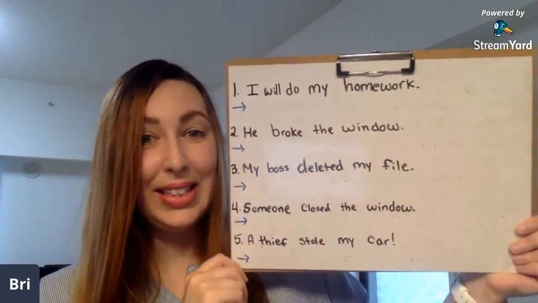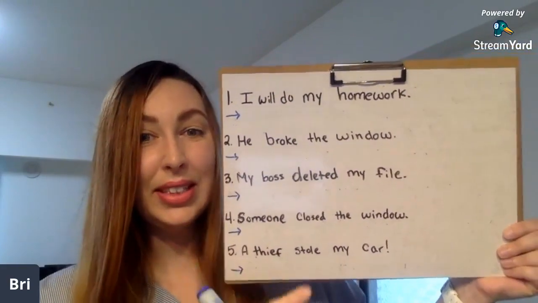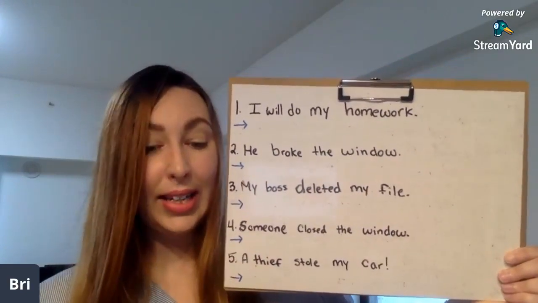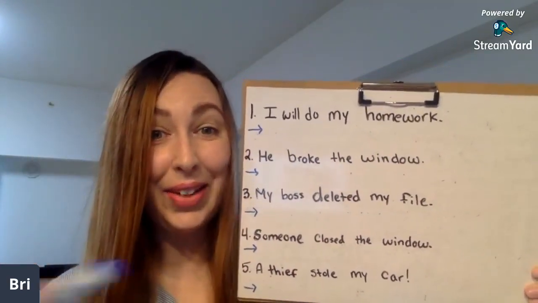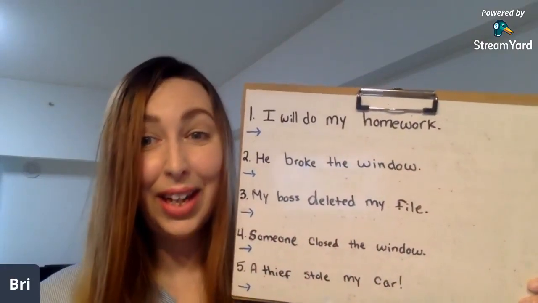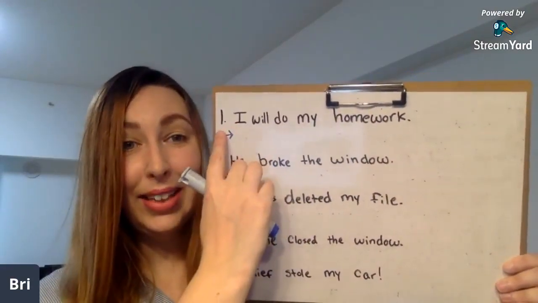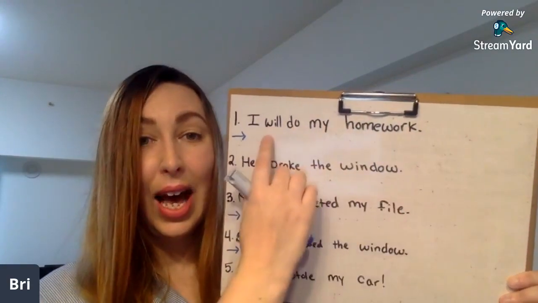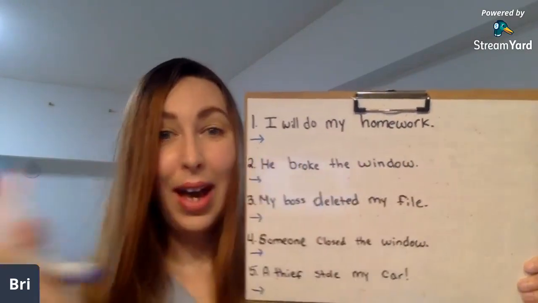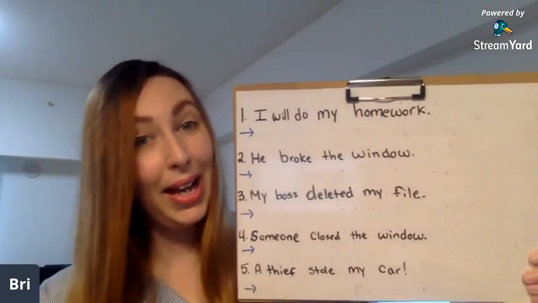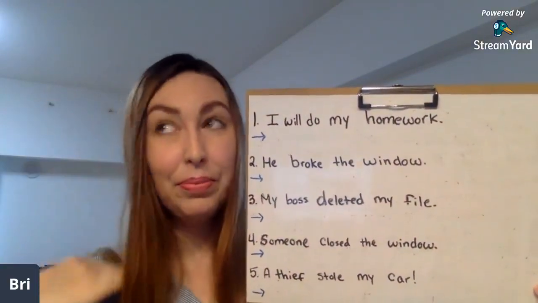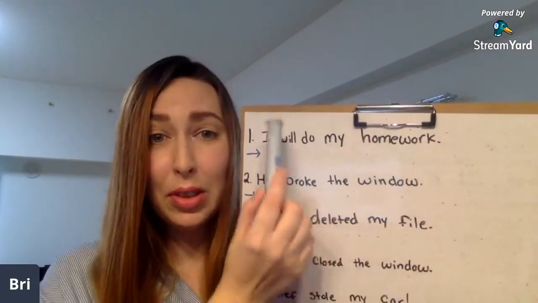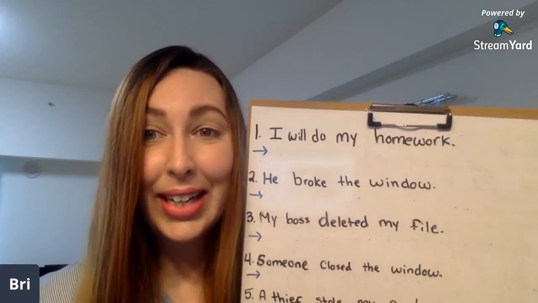Okay, so let's see. How about number one? Let's do number one and see who can get the answer the quickest. We're changing these to passive. Number one is: I will do my homework. How are we able to change this to passive? What if we don't know who will do the homework? What if the person who's doing it is not important? How can we change it?